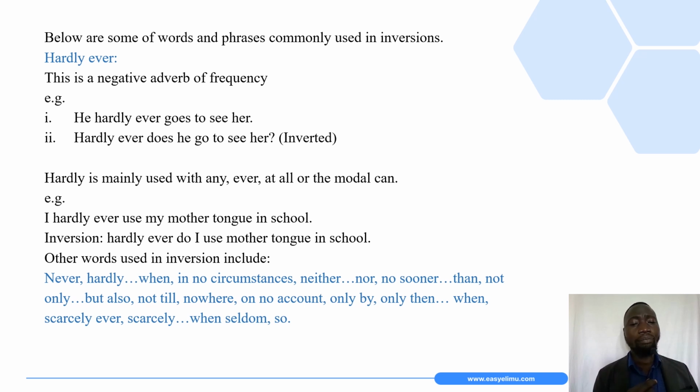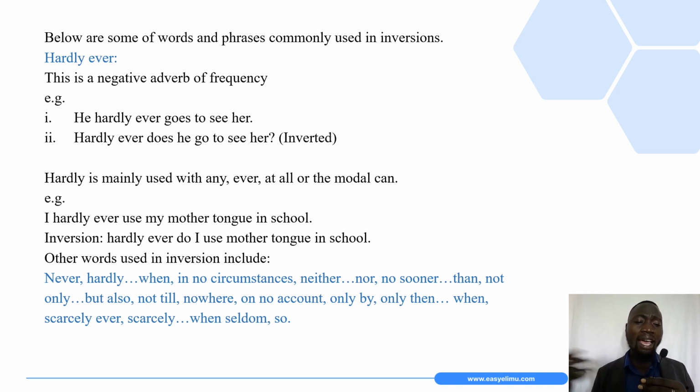Hardly, scarcely, and barely are almost negative in meaning. Hardly is mainly used with any, ever, at all, or the modal auxiliary verb can. For example, in the sentence, I hardly ever use my mother tongue in school. The inversion of that sentence is: hardly ever do I use my mother tongue in school.